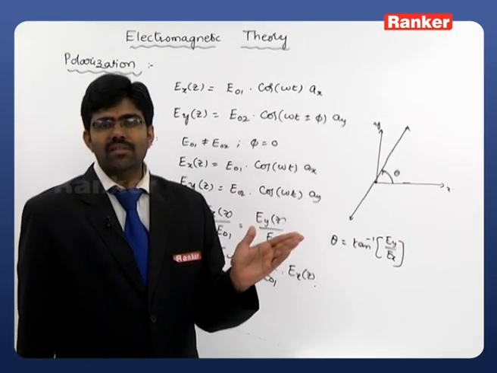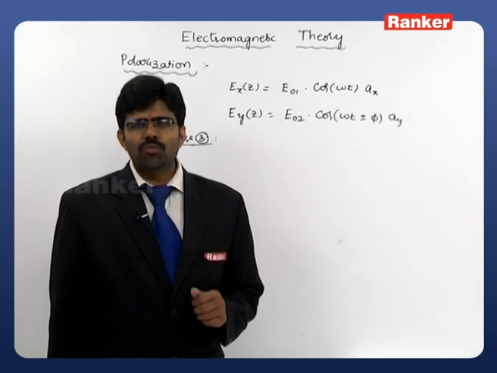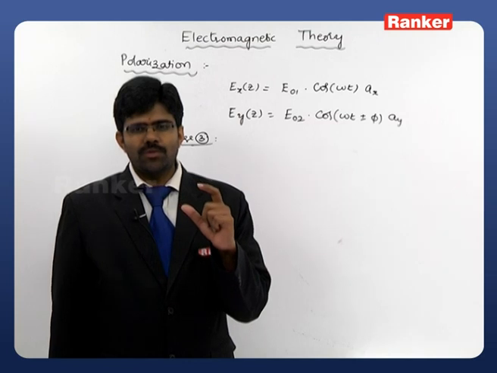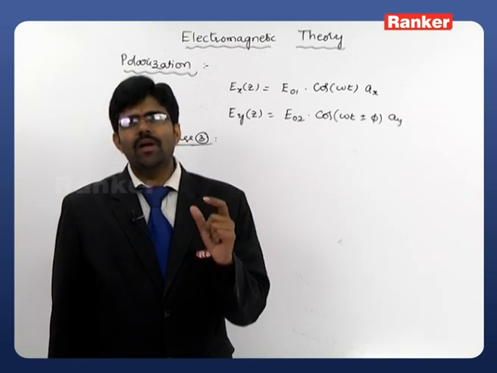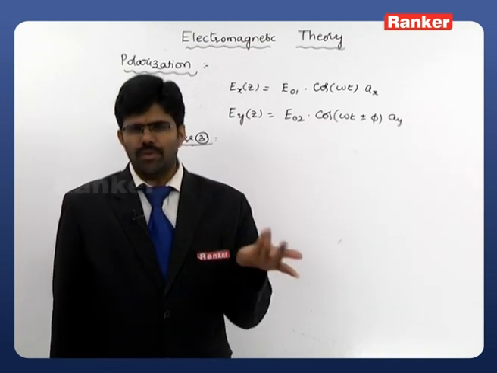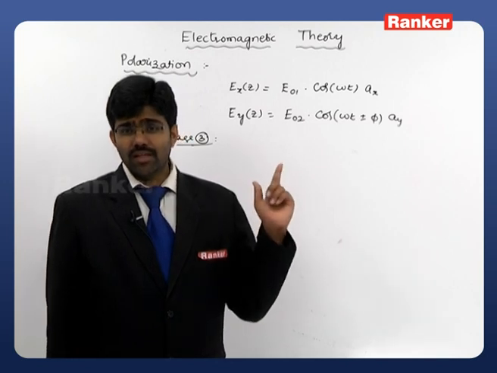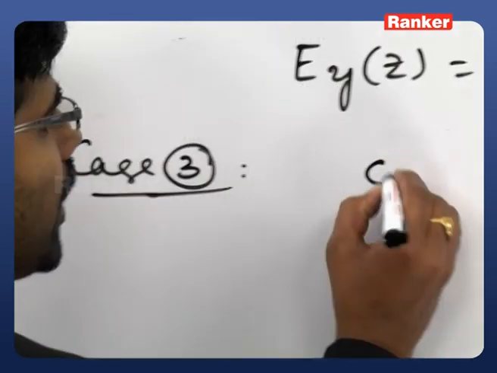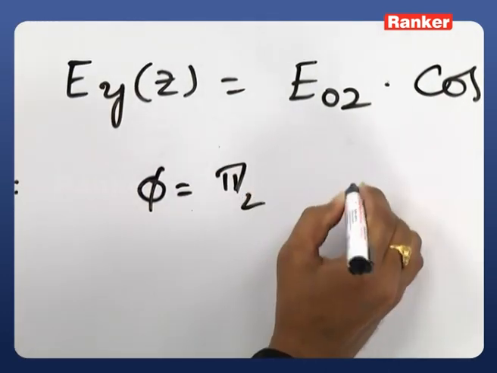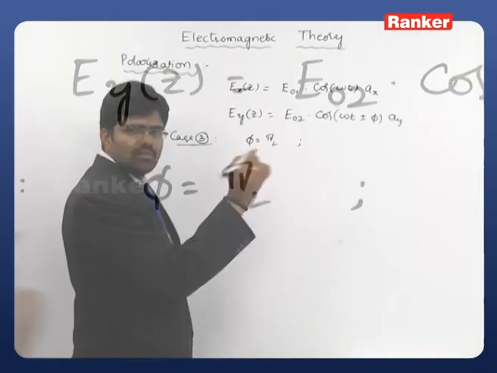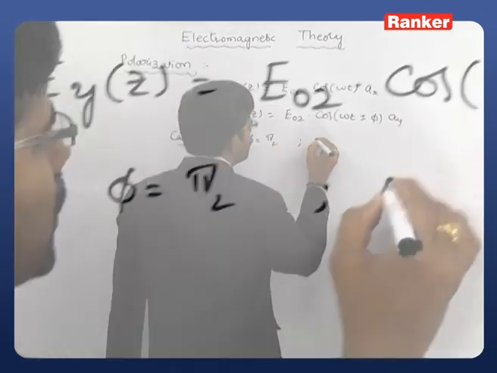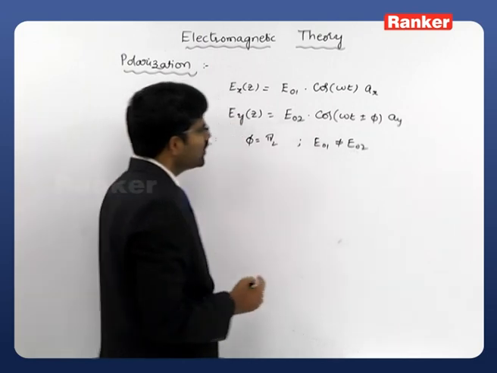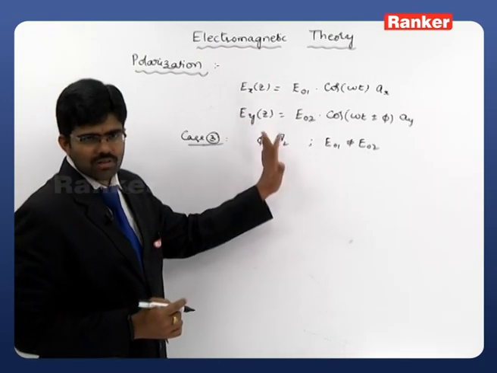Now if the phase difference is something else, what happens? We will observe that as case 3. In this case we consider a special phase difference between the two, a specific case, pi by 2, with different amplitudes. So here the phase difference phi is equal to pi by 2, and the amplitudes are the same as in the previous case, that is, E01 is not equal to E02.